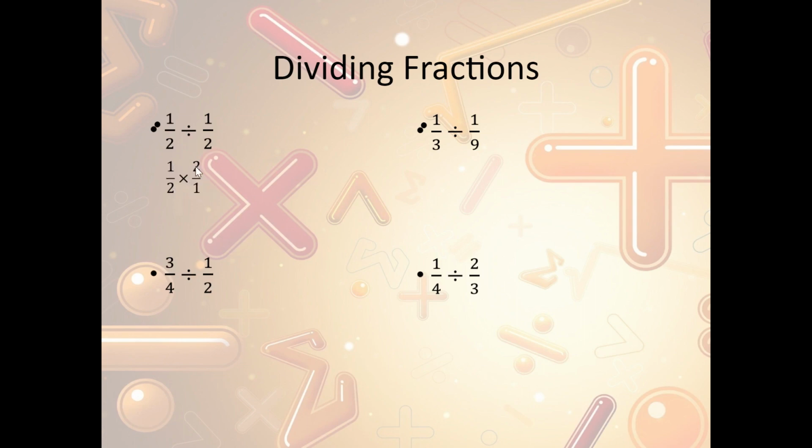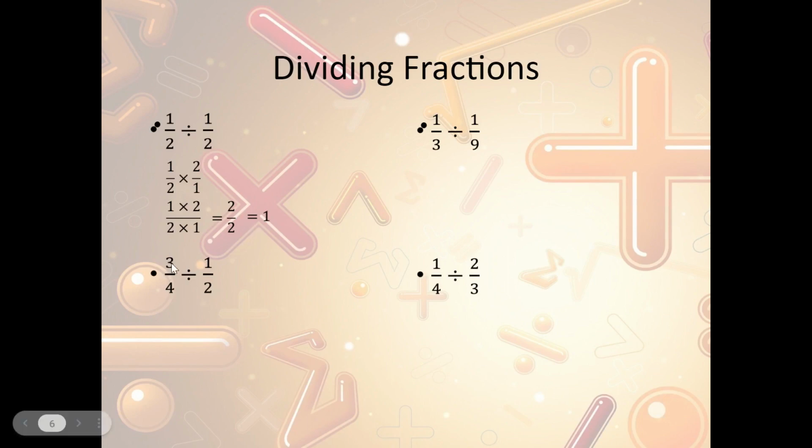So we have 1 times 2 and 2 times 1. So 1 times 2 is 2. 2 times 1 is 2. So we get 2 over 2. We look to see, is there anything in common in both the numerator and denominator? Well, we can see that 2 is in common, so we divide both the top and bottom by 2, and we get 1 over 1, which is just 1.